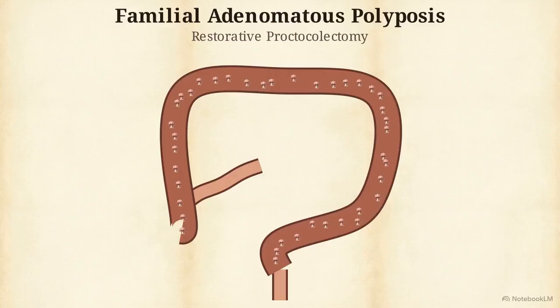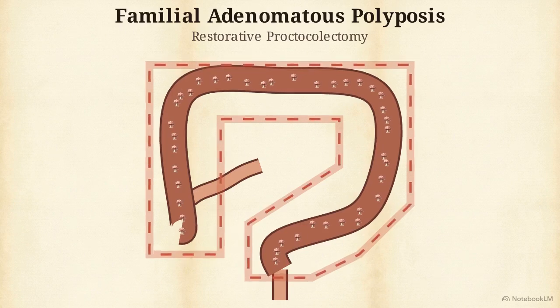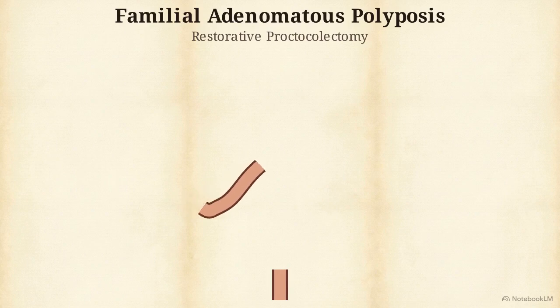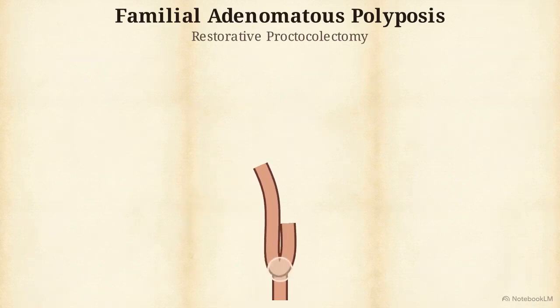To prevent this, the standard surgical management is a prophylactic restorative proctocolectomy, removing the entire colon and rectum before the carcinomas have a chance to form.